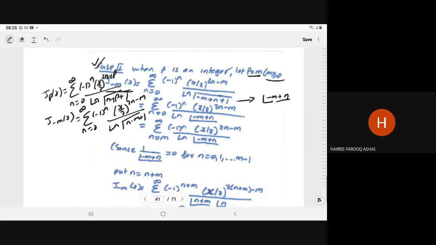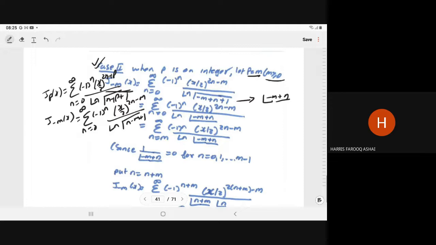Minus m plus 1 is also a negative integer. Minus m plus 2 is also a negative integer. Minus m plus m minus 1 is also a negative integer. But minus m plus m will be 0, and factorial of 0 is equal to 1, so 1 upon 1 will give you some value. But from n equal to 0 to m minus 1, 1 upon factorial of minus m plus n will be 0.